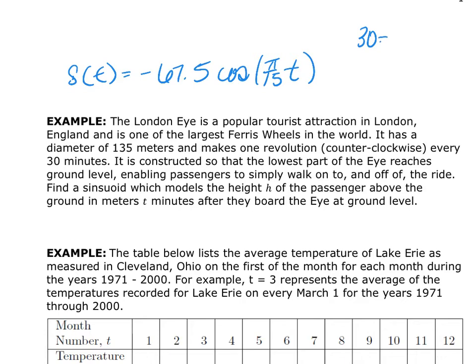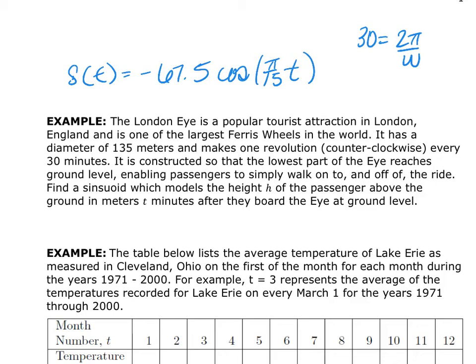So 30 is equal to 2 pi divided by omega, and then you solve for omega. My period total is 30 minutes. It takes 30 minutes of joy and fun with your family, sober, on the London Eye to go all the way around. That's one period, one full rotation.